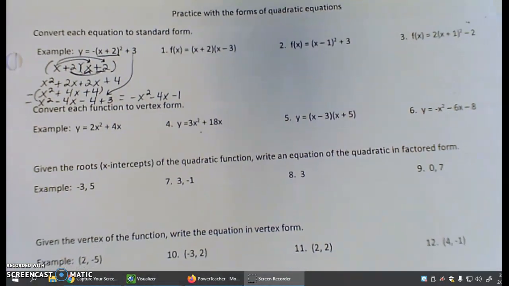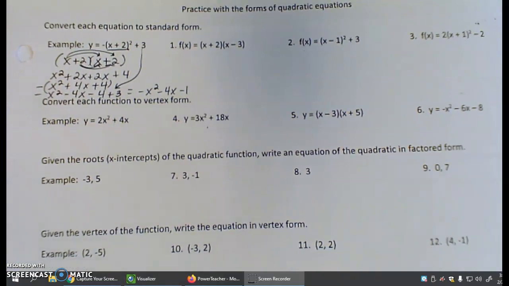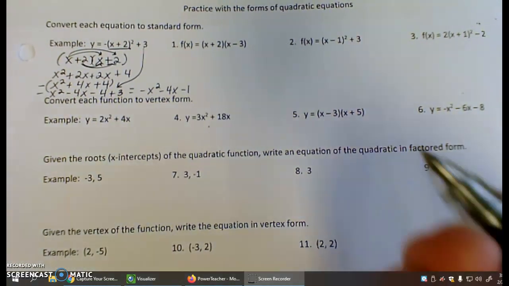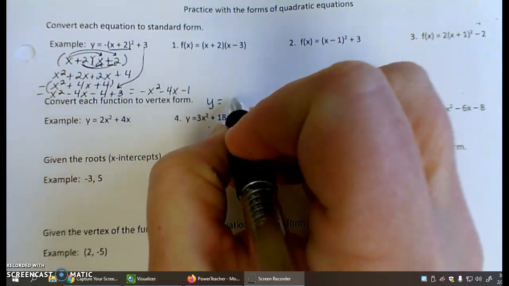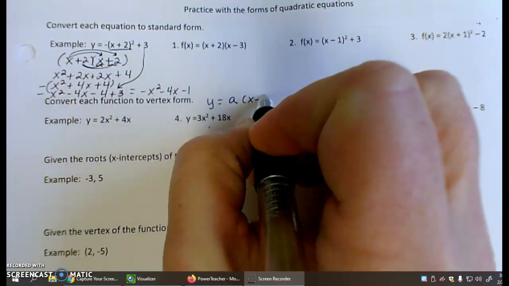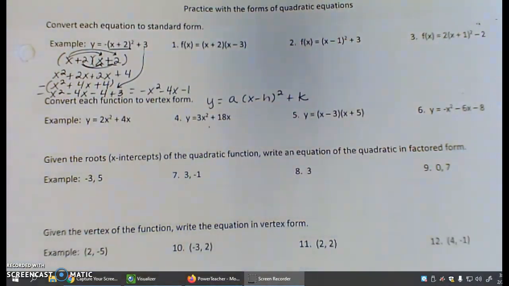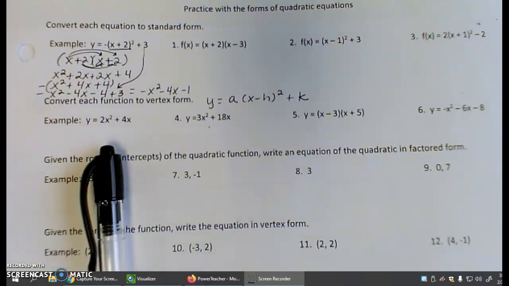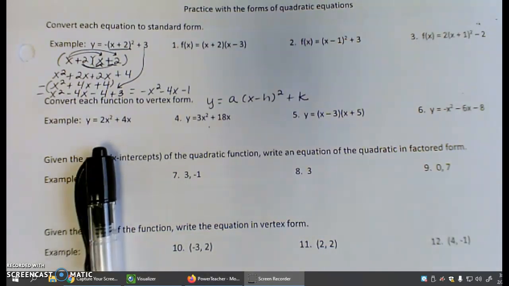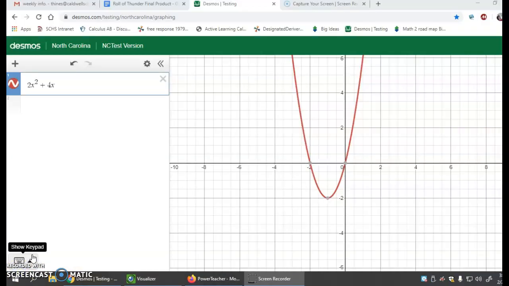The next type of example is using, it says to change it to vertex form. So vertex form is y equals a(x minus h) squared plus k. In order to use vertex form, you do have to find the vertex. So let's do that. Let's type that first example into Desmos, and then we're going to find the vertex. Here's the graph in Desmos. You go and click. That means that our vertex is -1, -2.